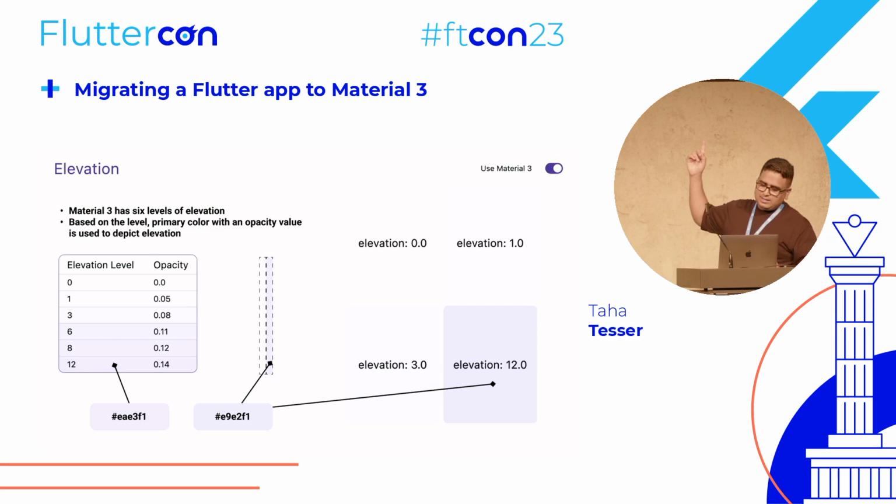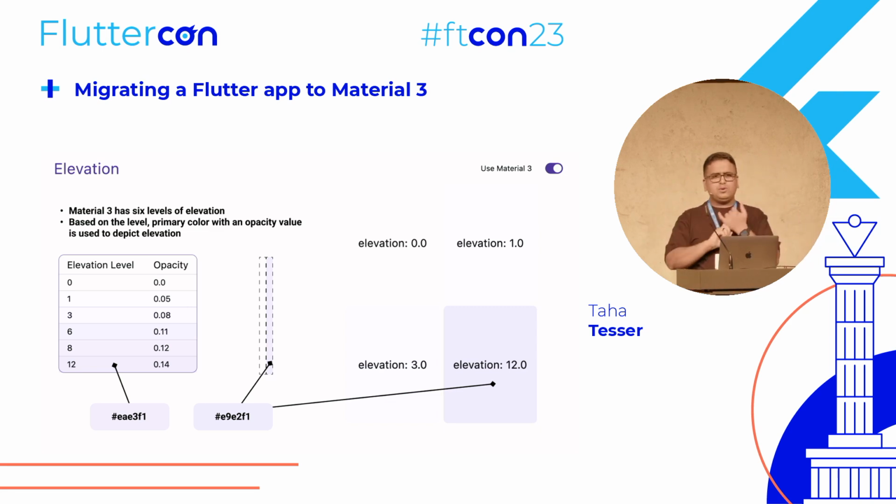The card here has 0 elevation. It disappears. There is nothing there. The reason why, because there is no shadow. I have set the shadow to transparent. There is no card color, and there is no surface tint color because the elevation is 0.